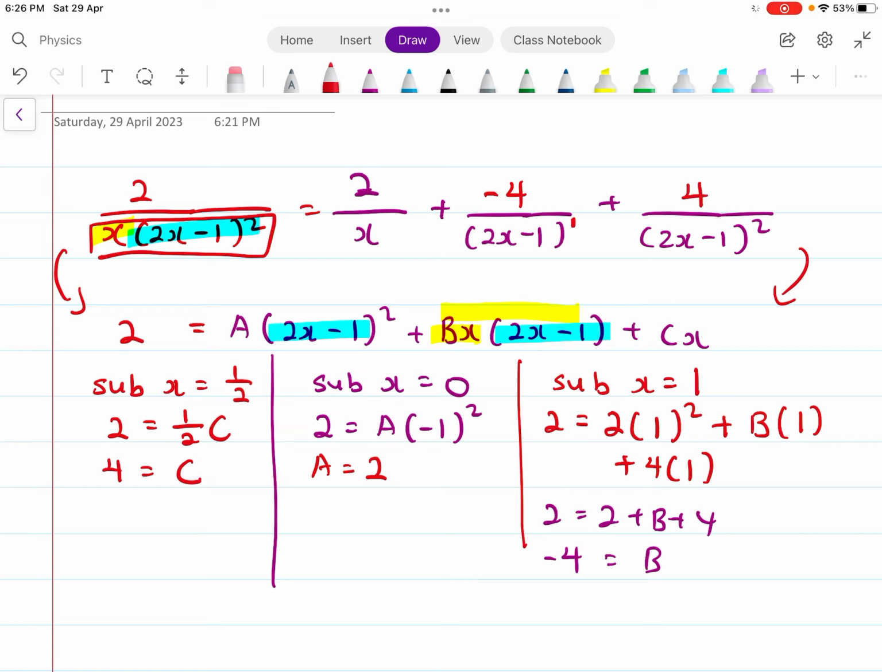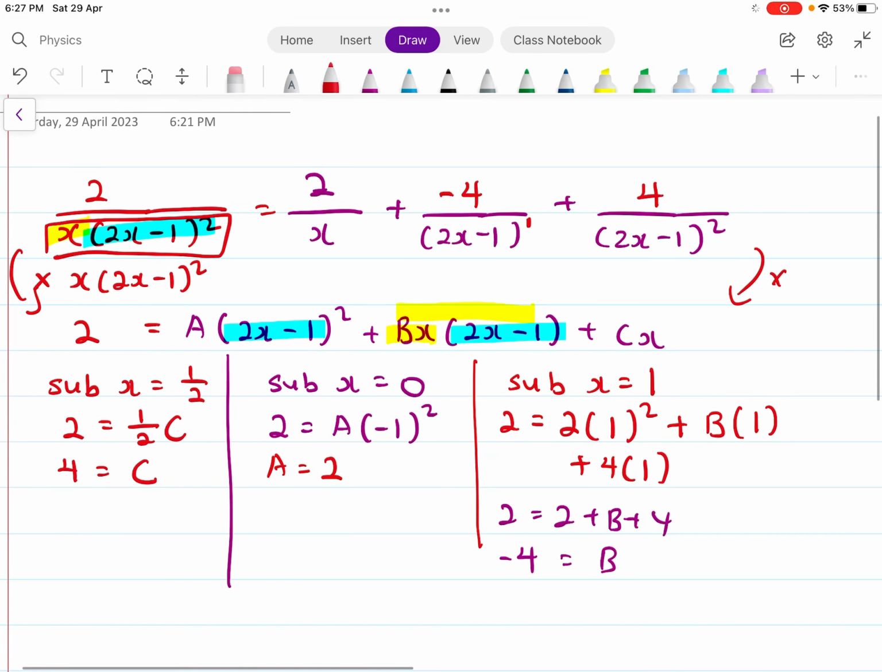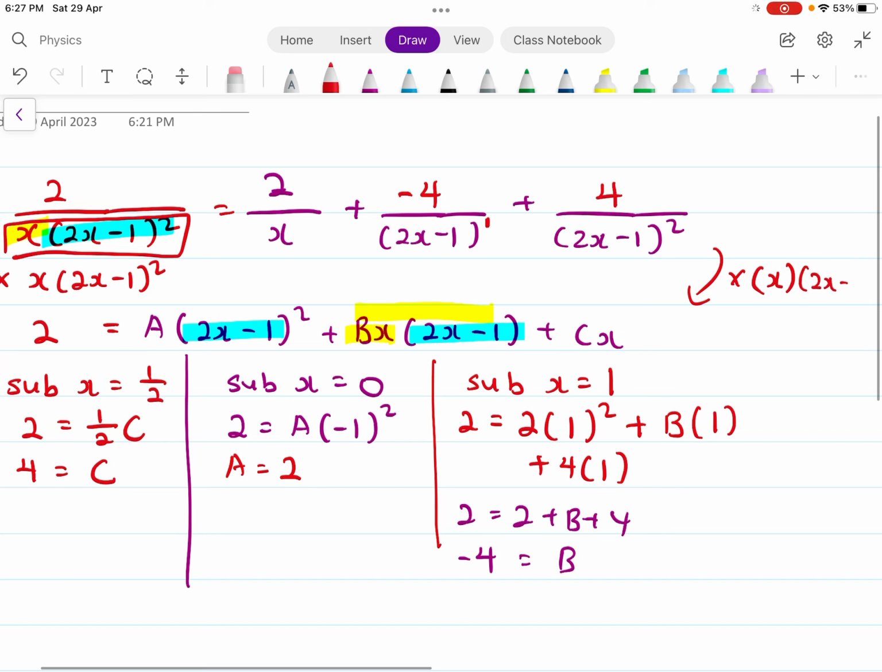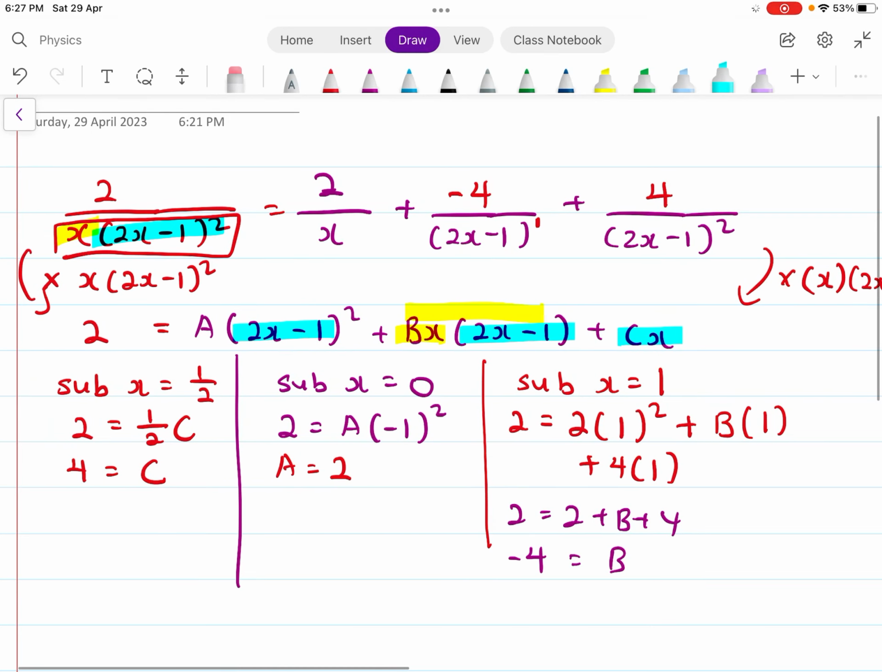Okay, for the case, you just need to do the multiplication. For your left hand side, you multiply by x(2x minus 1) squared. Then you do it for the right hand side. When you do the right hand side, just make sure that you do it properly. The denominator must cancel, so times x(2x minus 1) squared. Yeah, so everything is good. Only the last term you got the form wrong. Yeah, so that is how you do your partial fraction.